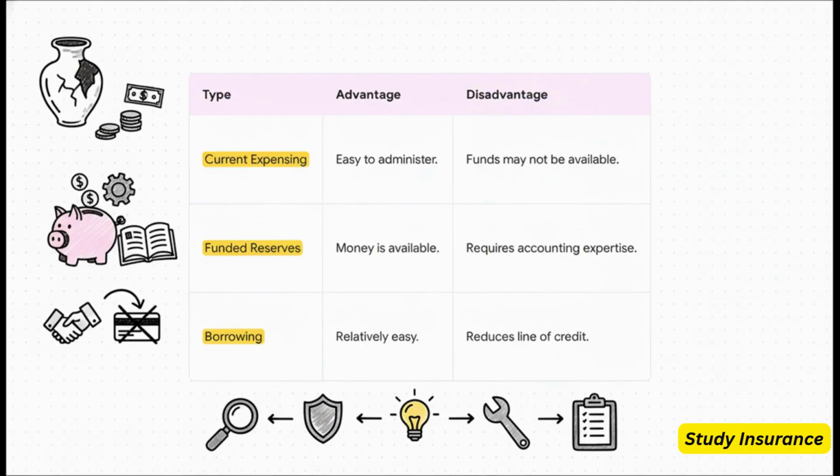For a tiny loss, like a customer accidentally breaking a cheap vase, Alex could use current expensing. Just pay for it out of pocket. For something bigger, they might set aside money in a funded reserve. But as you can see, each approach has its own pros and cons you have to weigh.